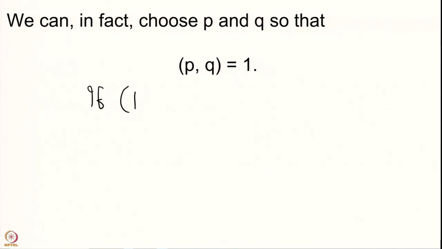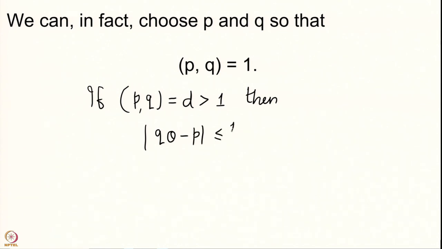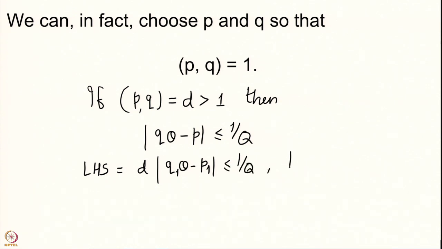so if the GCD of p comma q is d, which is strictly bigger than 1, then mod of q theta minus p, which we know is less than or equal to 1 upon capital Q, the LHS would give, you will take the GCD common and you will have mod of d times q1 theta minus p1 less than or equal to 1 by capital Q, which would give you mod of q1 theta minus p1 to be less than or equal to 1 upon d capital Q. Which is of course less than 1 upon capital Q.